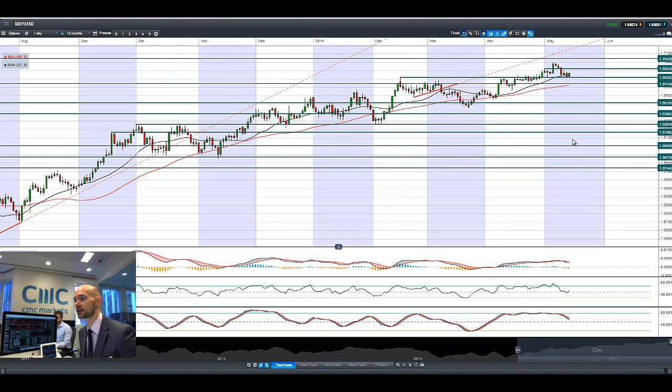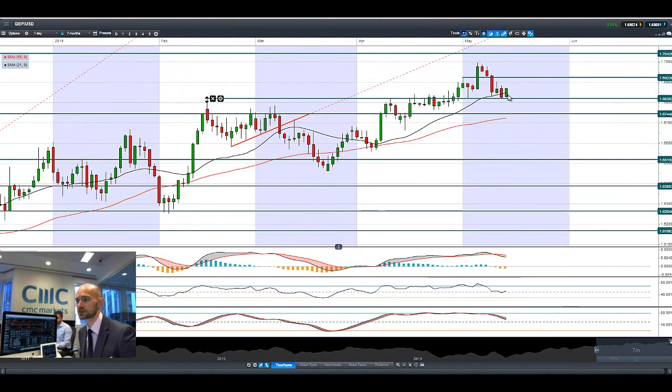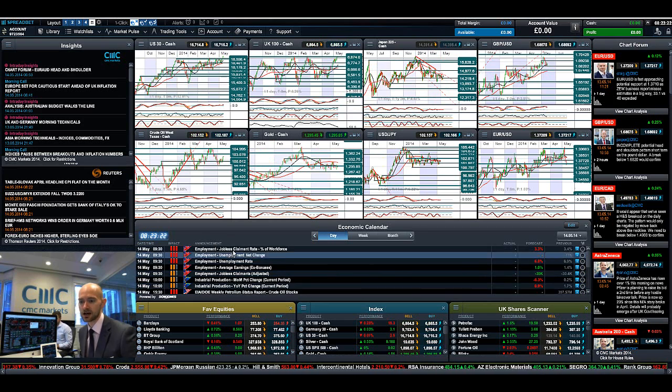And if we look at cable, it's not done it yet, but it's close to posting a bullish engulfing pattern, which hopefully means we might re-challenge the next potential resistance at 1.6923 at some point soon. But that's very dependent on how this economic data goes.